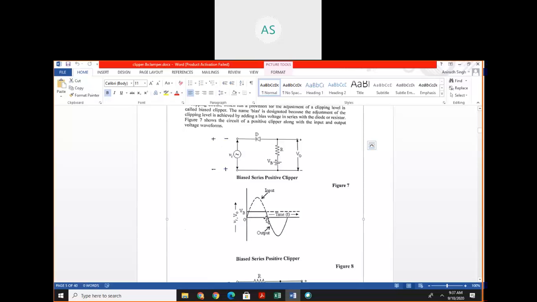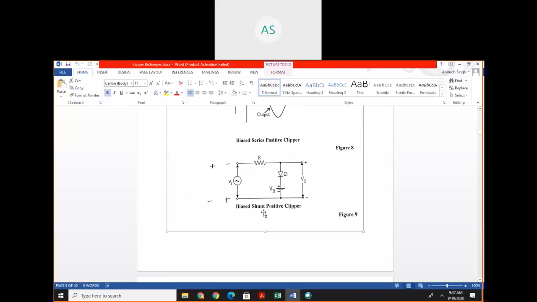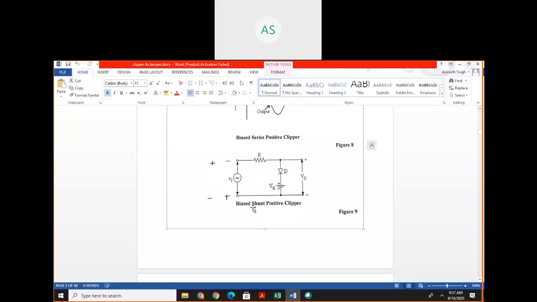So when the value of input voltage is less than Vb, then output follows input, and when the value of input voltage is greater than battery voltage, in that case we get a constant voltage. And this is a positive clipper because a portion of the positive part is removed. Similarly, this is a biased shunt positive clipper.